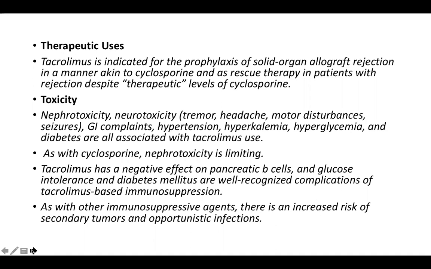And tacrolimus has a negative effect on the pancreatic beta cells; glucose intolerance and diabetes complications develop as a result of tacrolimus. It also increases the risk of secondary tumors and opportunistic infections. Why? Because when tacrolimus is given, the immunity level dips down. When the immunity dips down, opportunistic organisms just enter inside and attack anybody.